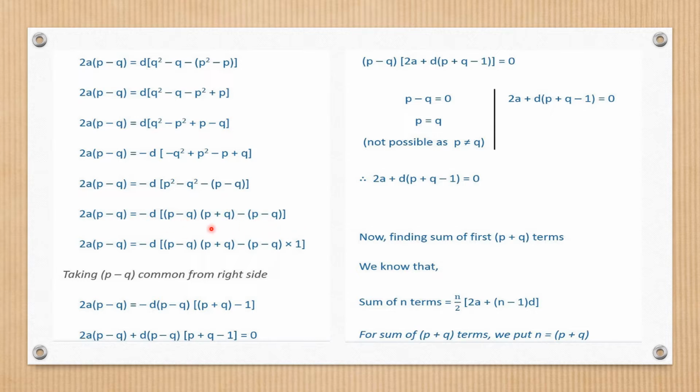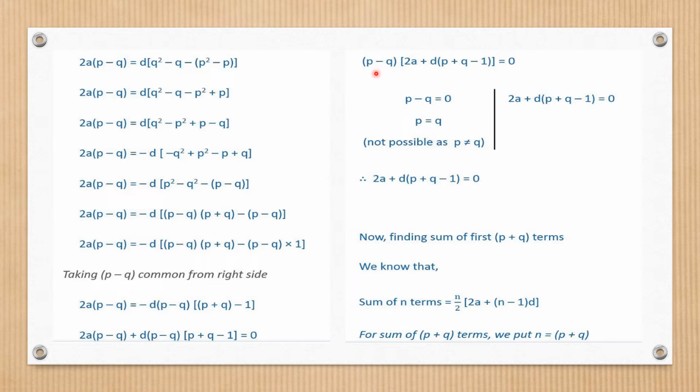From both these terms I can take P minus Q common. Okay, and it can be taken out also. So taking P minus Q common from this side, I'll get it as minus d(P minus Q), and inside it becomes P plus Q from here and minus 1 from here. Okay, now take it to the other side: 2a(p minus q) plus d times this equal to 0.